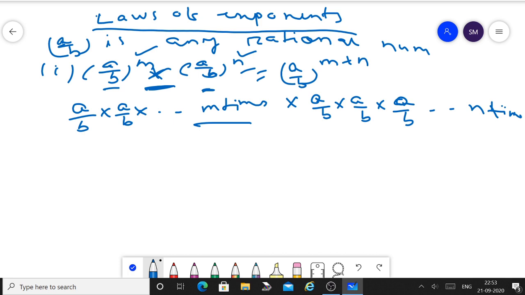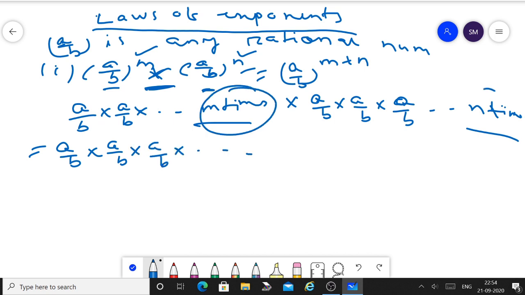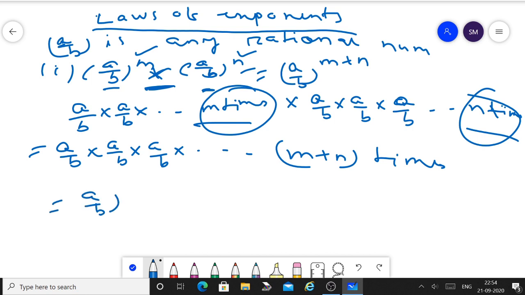Here m times, here n times. Means a upon b, how many times? m times plus n times. How many times? m plus n times. This can be written as a upon b to the power m plus n. Clear?